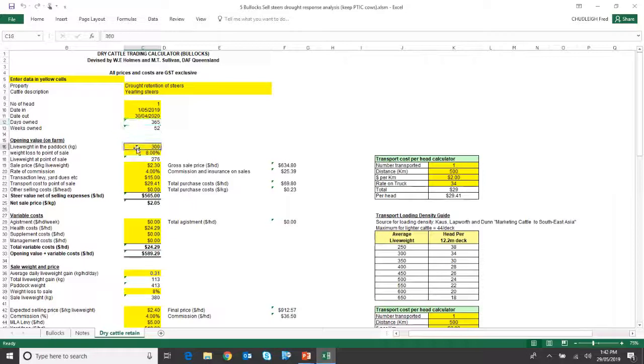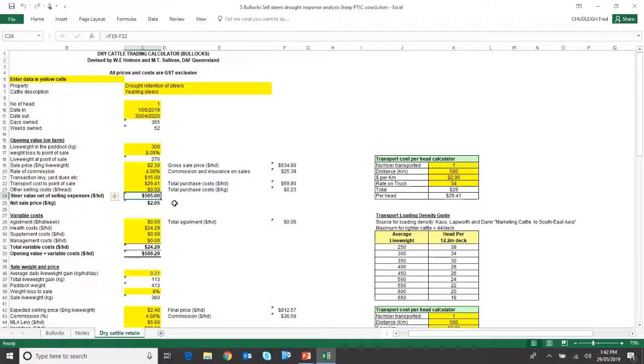Their live weight going into the paddock is 300 kilos. Now we've got to work out their value, so their likely weight loss to the point of sale is about 8%. We expect to get $2.30 for them in the yards. We pay some commission, transaction levy, yard fees. We've got a freight cost there for getting them to the yards.